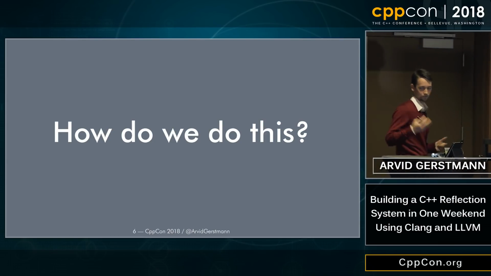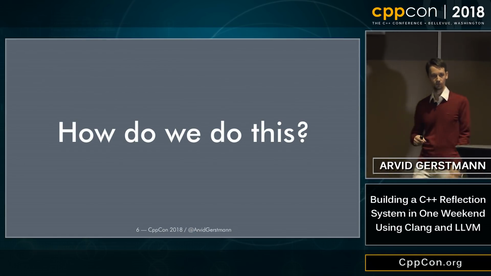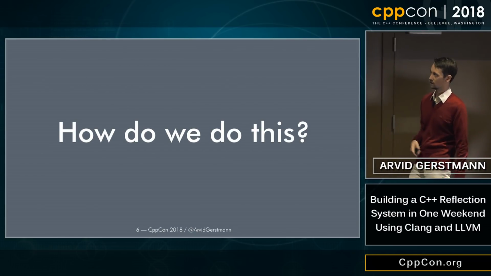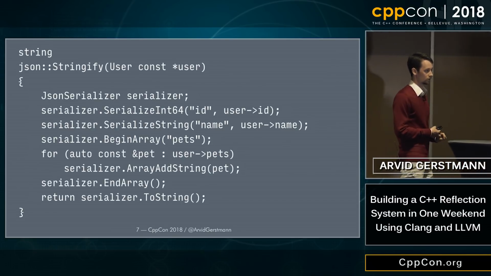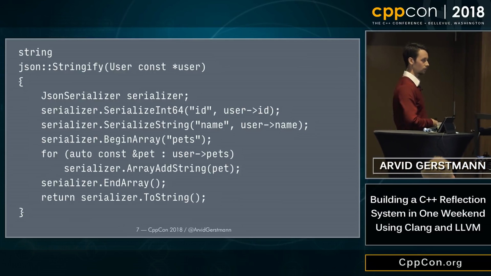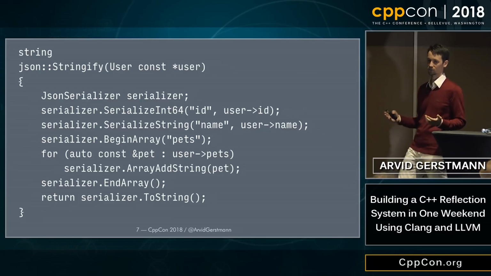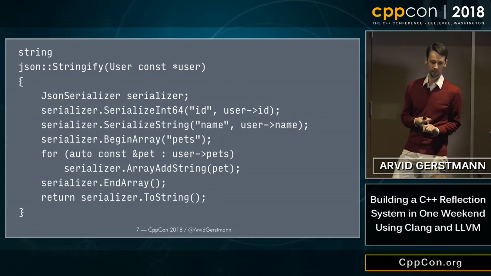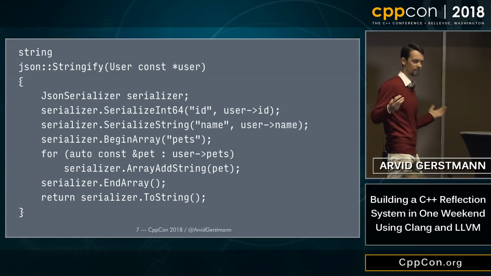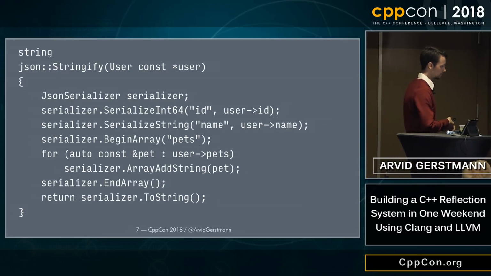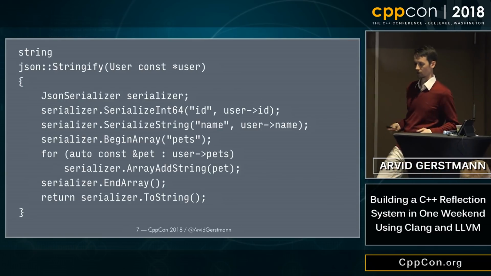So let's take a look how we do this. I mean, there's a pretty simple way, right, to do that. We can just create an overload for each type of the structs we have. So we create an overload like this, which will look like this for the user. We create a new JSON serializer. We will serialize the int. We will serialize the string. We'll start a new array. And then we will serialize everything to string and return from the function. This is pretty simple. Probably many of you have done that before. It's pretty cool. We have now a JSON string.